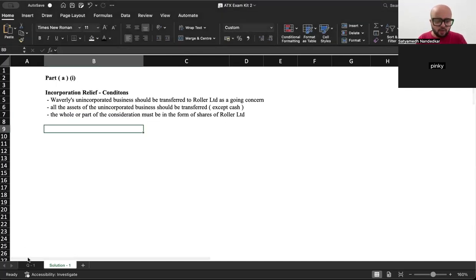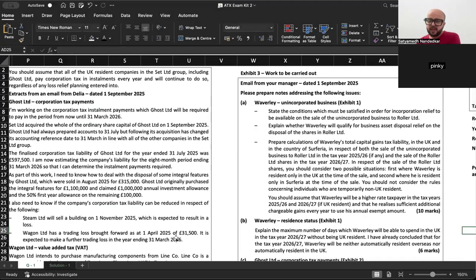Okay. And what else have they asked you? State the conditions which must be satisfied for the incorporation relief to be available. Total question is for 10 marks. This part is for 2 marks. Write the conditions properly and you will get the 2 marks allocated. Okay. And the good part is you don't have to refer to the facts of the case. Straight away write it up. 2 marks are in your pocket.